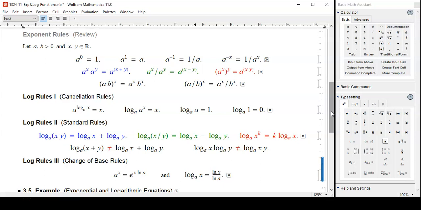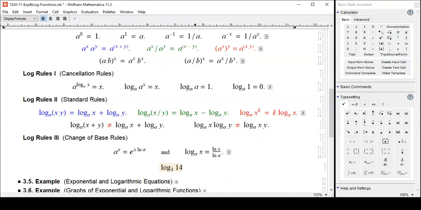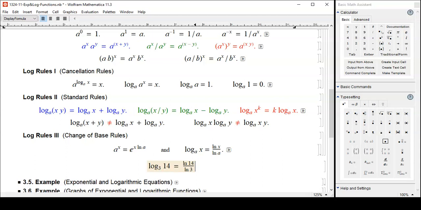If you pick up your calculator, even if it is a cheap calculator, it'll have natural log. You may have to do some second-function computation, but there should be ln. So if you have to calculate, for example, log base 3 of 14, then you can convert it to natural log of 14 over natural log of 3, punch that into the calculator, and you're going to get the answer.